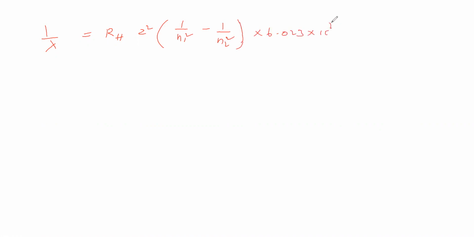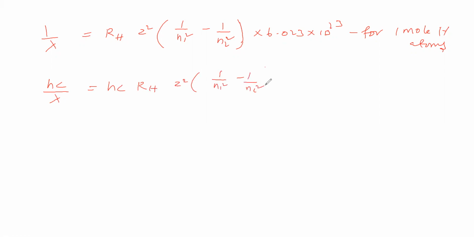If we multiply with Avogadro number, it is for 1 mole of hydrogen atoms, we can say. They are asking for energy, therefore multiply with hc on both sides. So hc RH Z square into 1 by n1 square minus 1 by n2 square into Avogadro number. This hc by lambda is equal to energy.